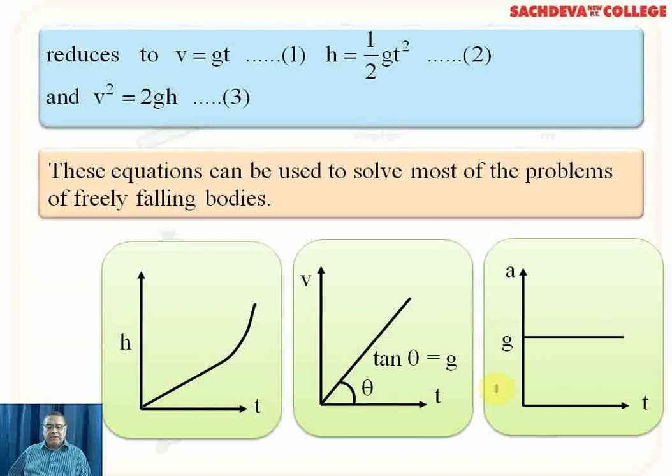Similarly, the second graph is between velocity and time, and it depicts the tangent of the graph, that is, tan theta will be equal to the acceleration due to gravity. This graph is basically the slope of the velocity. The third graph is between acceleration due to gravity and time.